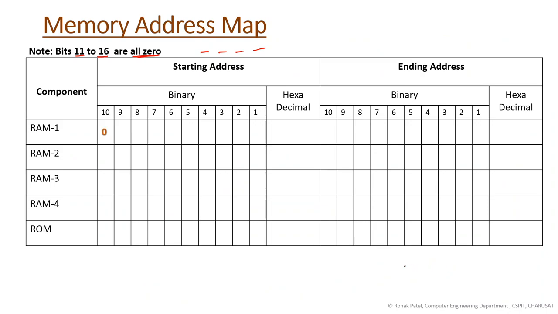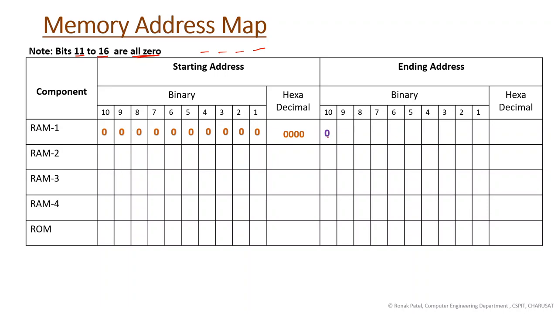Right? So the 10th bit is for RAM or ROM. This is a RAM, so the 10th bit is 0. These 2 bits, the 9th and 8th, tell which RAM. This is RAM 1, so 00. Rest are 0. So the hexadecimal equivalent for this number, as 11 to 16 are all 0, is 0000. This is the hexa representation.